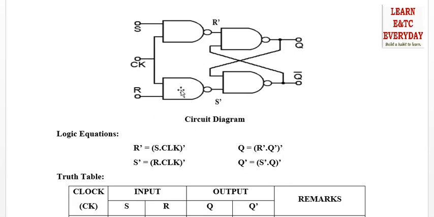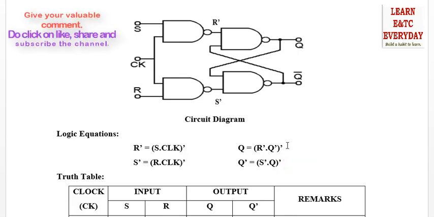What is Q? Q is nothing but R complement into Q complement, whole complement. For showing the complement I am using a dash here; you can also use a bar. So again, what is Q complement? It is nothing but S complement into Q, whole complement. Very simple. If you draw the circuit diagram, you can write the logic equations from it, or if you know the logic equations by heart, you can draw the circuit diagram from them.